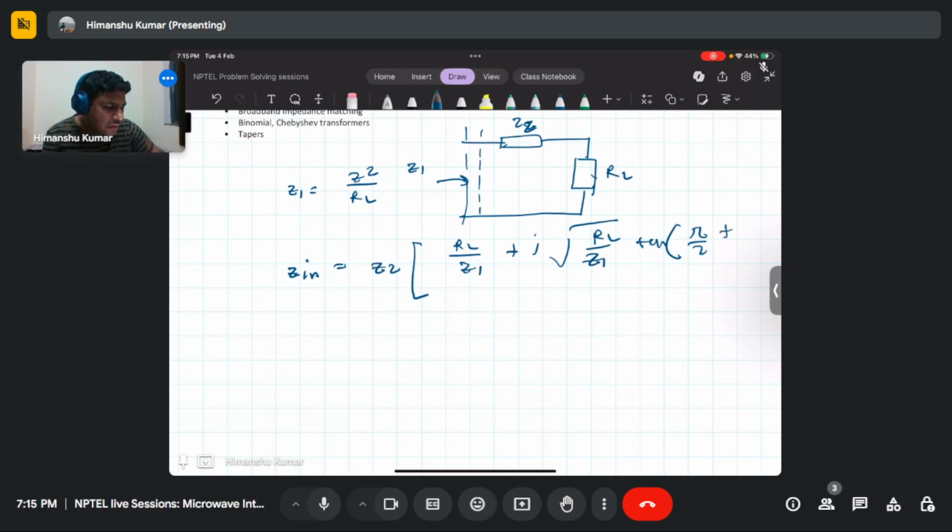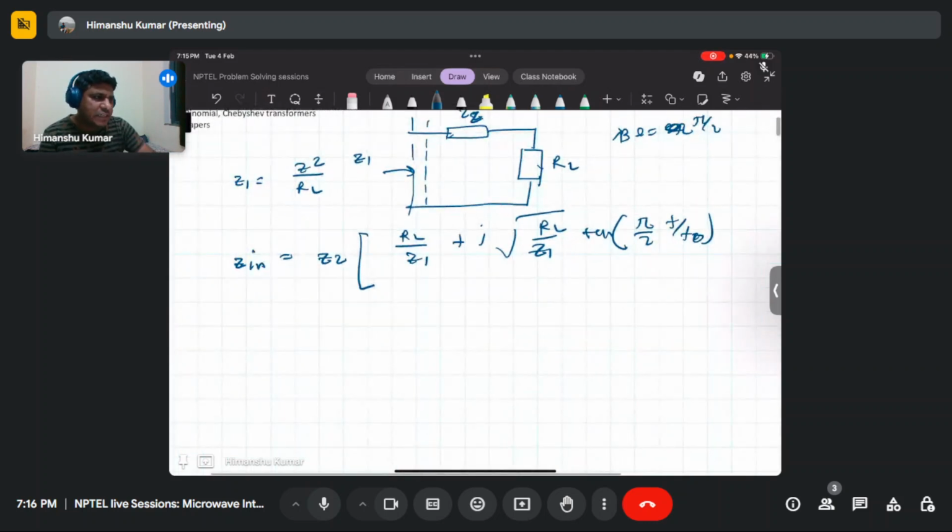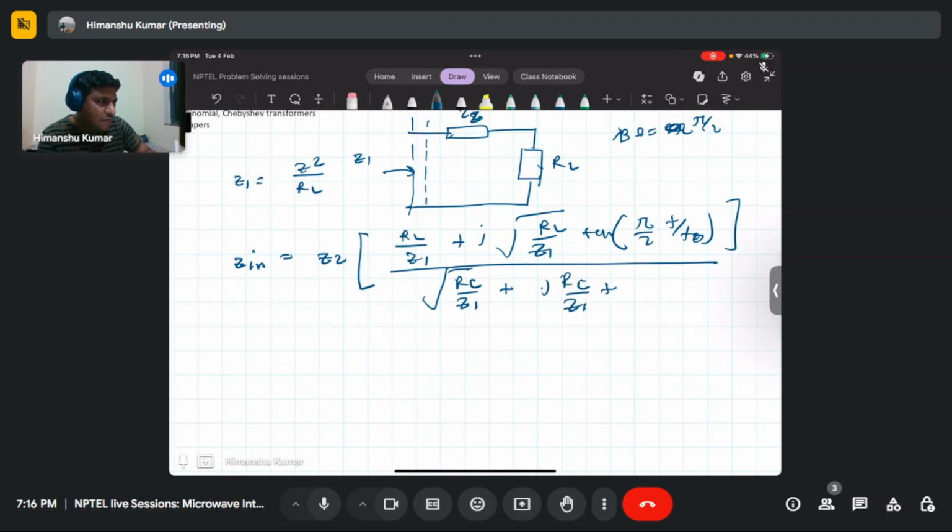So pi by 2 times f by f naught. Basically this f naught corresponds to beta L equals 2 pi. So at f equals f naught, beta L is not 2 pi, it's pi by 2, corresponding to a quarter wave transformer. So this is f by f naught, and any other frequency you can write in terms of this general expression. Also in the denominator it will be RL by Z1 plus j times RL by Z1 tan of pi by 2 f by f naught.